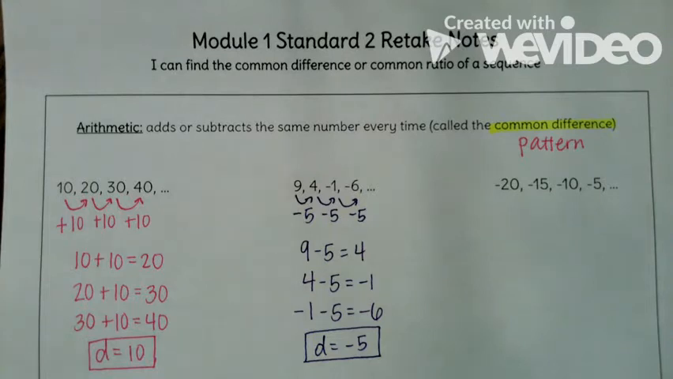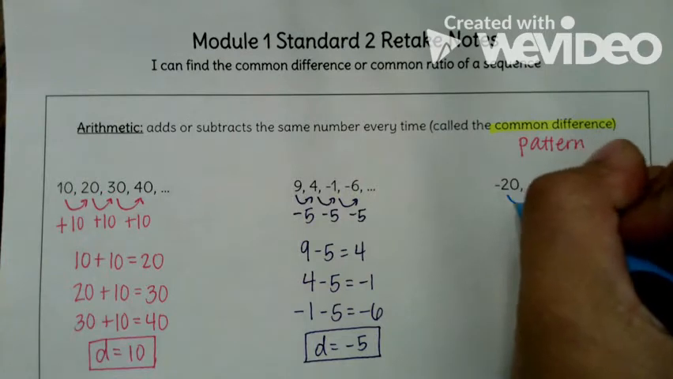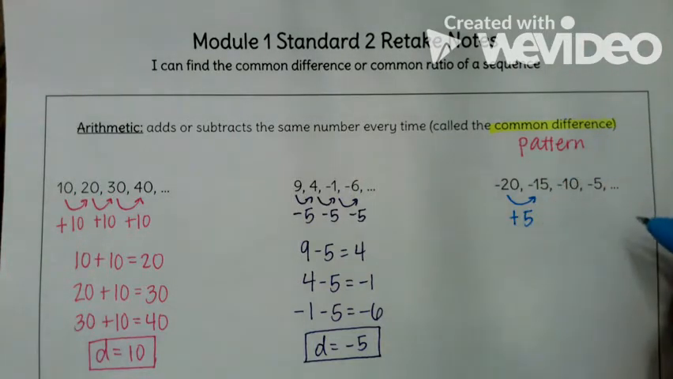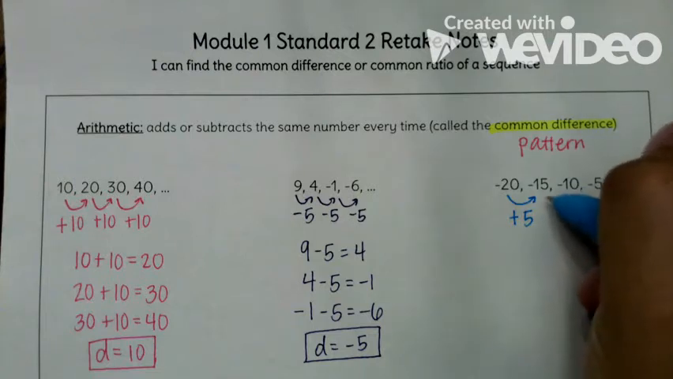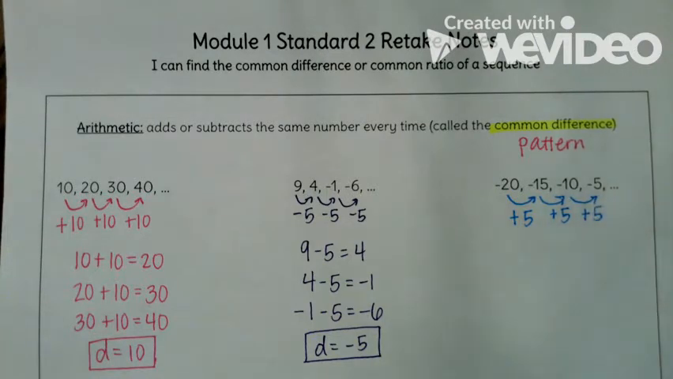For my sequence -20, -15, -10, -5, what do you think the common difference is? So to go from -20 to -15, I am actually adding 5. It looks like the numbers are going down, but because it's getting less negative, the numbers are actually increasing. Then to go from -15 to -10, I'm going to add another 5. And then to get -5, I add another 5.